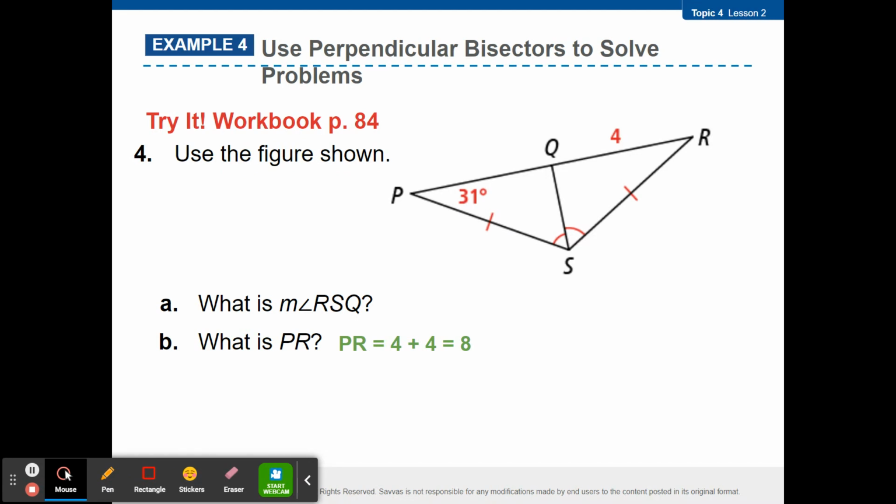All right, who's got that angle measure? Go ahead. 59. 59. Very good. And then it says, what is PR? PR is just adding 4 and 4 together, giving you 8.